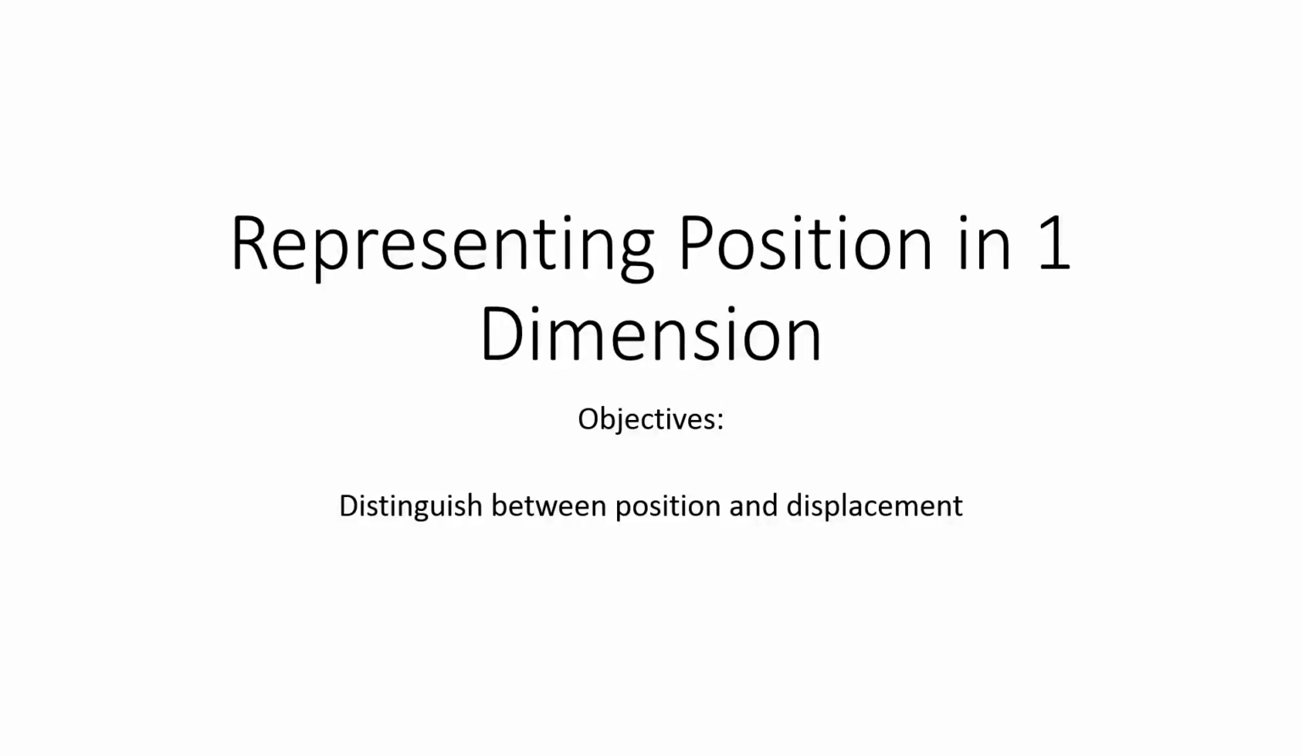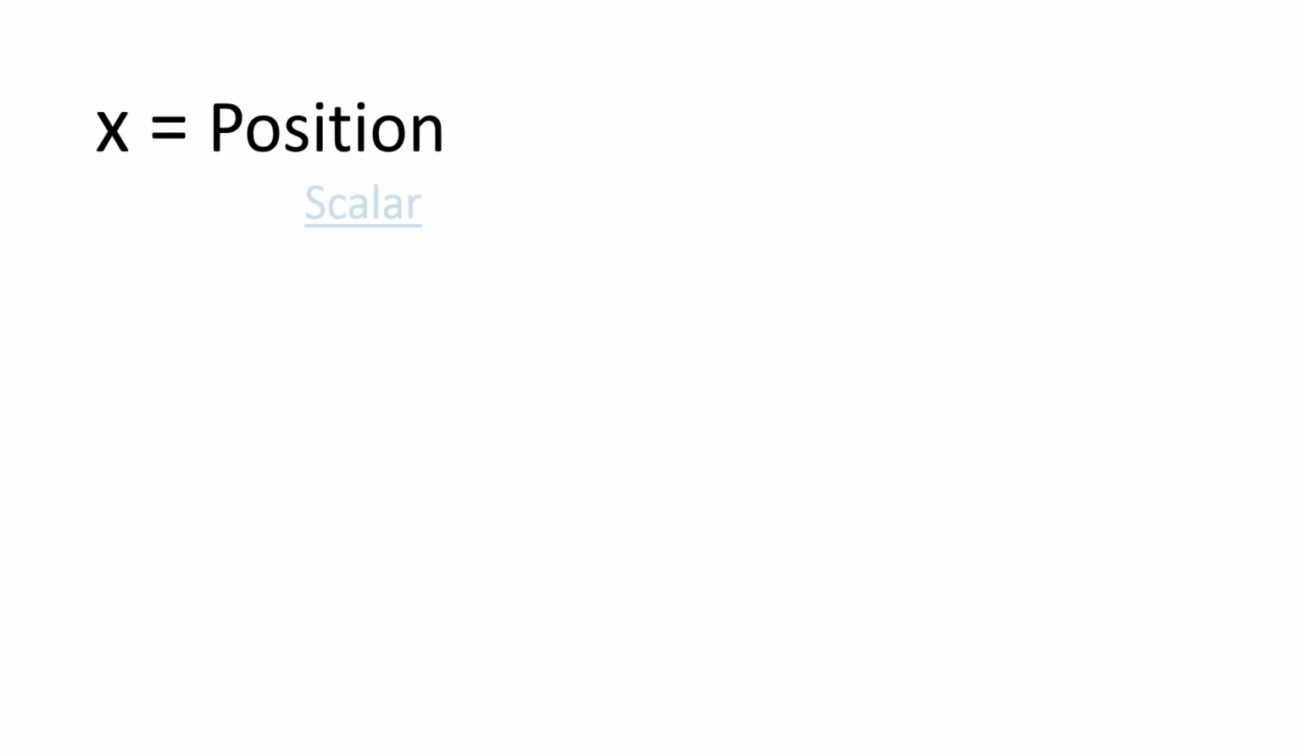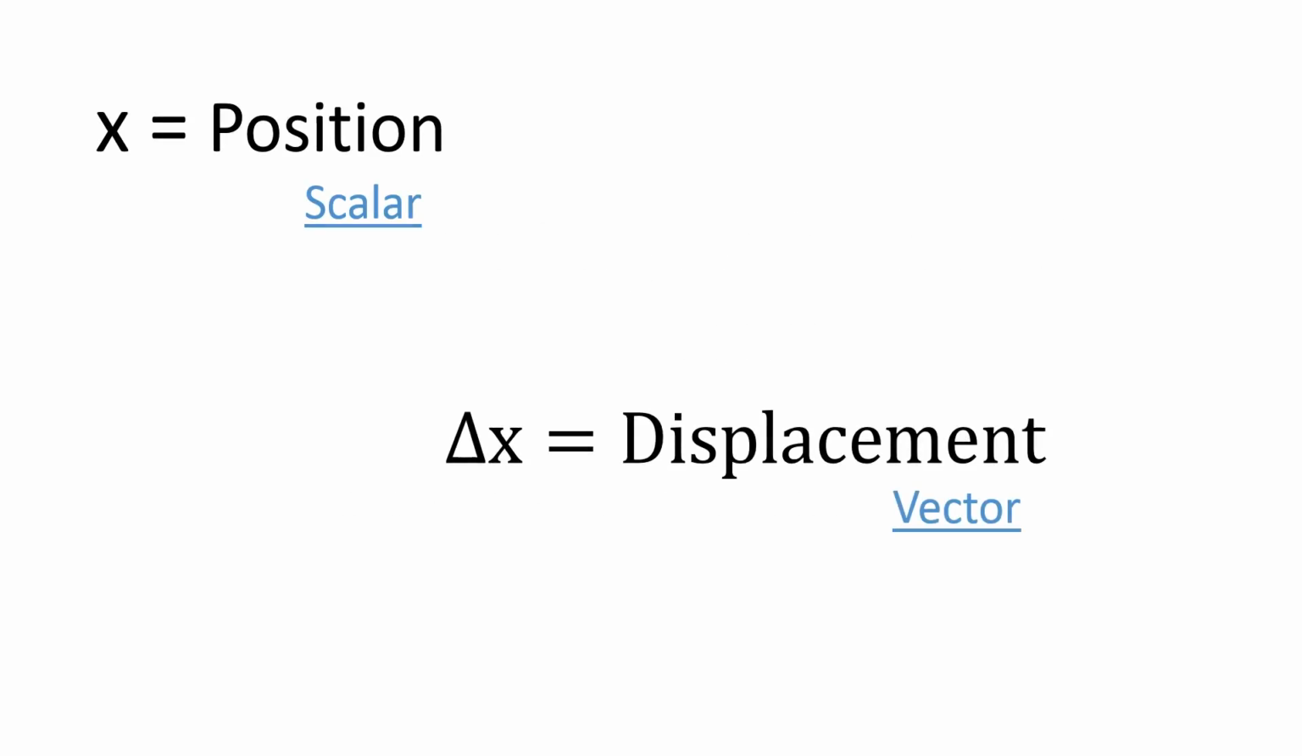This video is about distinguishing between position and displacement. The most important difference is that position is a scalar, whereas displacement is a vector. Position is represented by just an x, whereas displacement is represented by a delta x or by an x with an arrow above it.